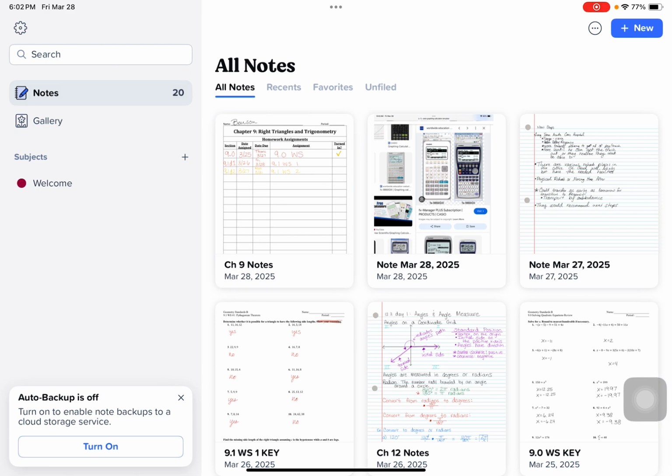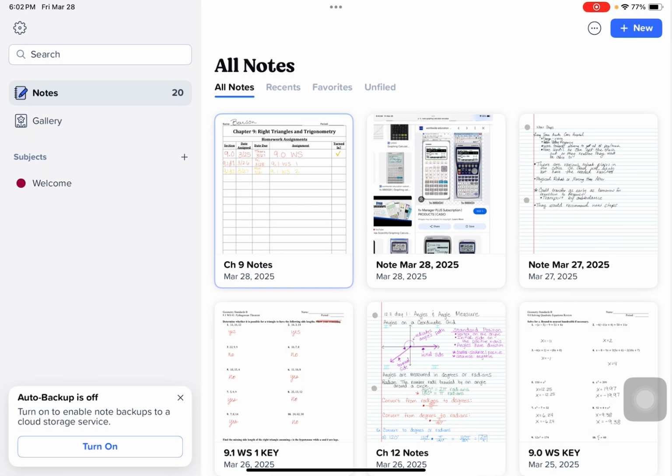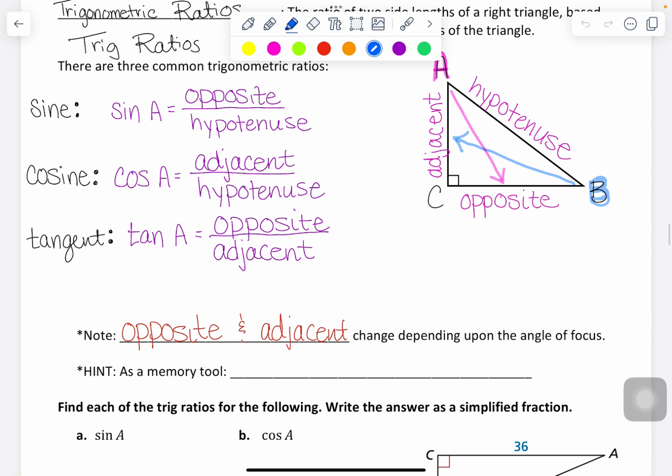Whoa, that's not what I meant to do. Go back. I'm clicking the wrong button. That's why I'm having issues. Helps if I click the right thing.